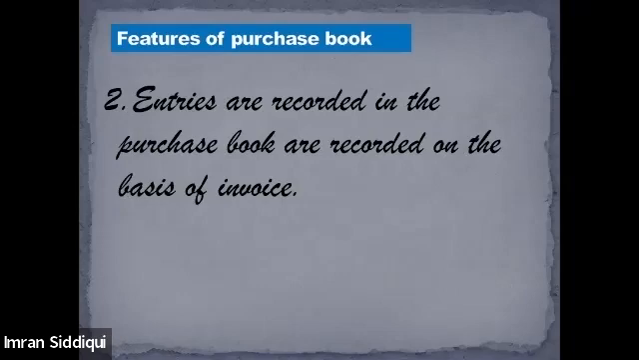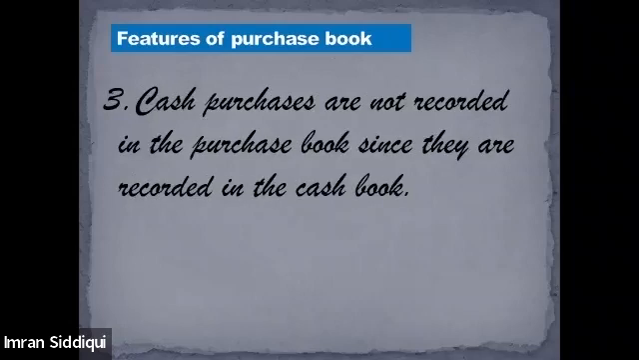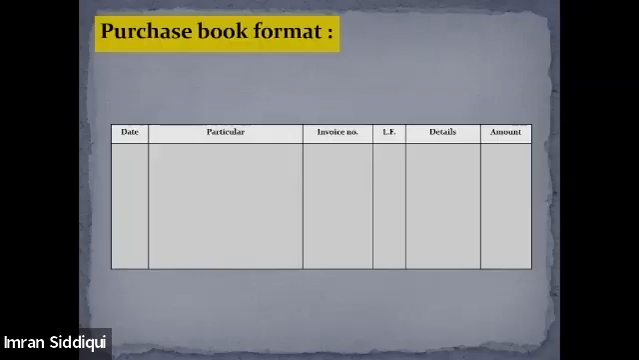The second feature is that entries in the purchase book are recorded on the basis of invoices. Invoices means purchase invoice. For whatever goods we purchase on credit, we must have received an invoice. On the basis of the invoices received on purchase of goods, transactions are entered into the purchase book. Then cash purchases are not recorded. Obviously, cash purchases will not be recorded in the purchase book. They will be recorded separately in the cash book only.